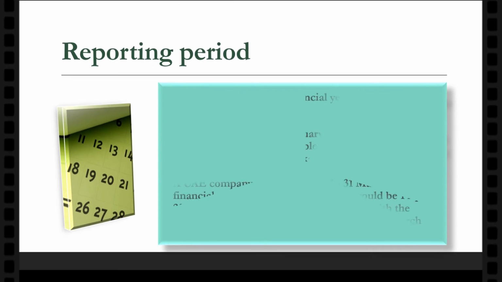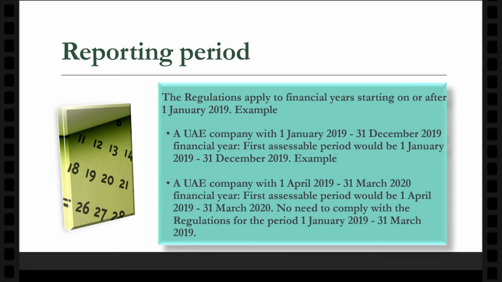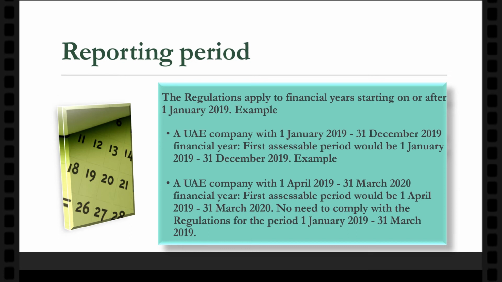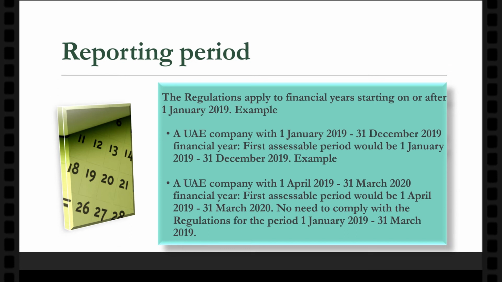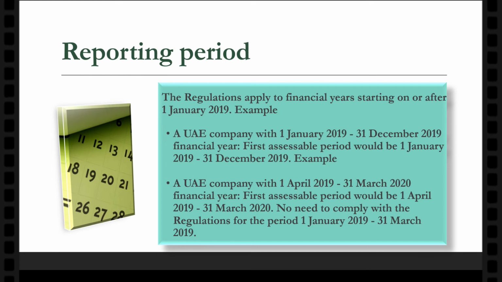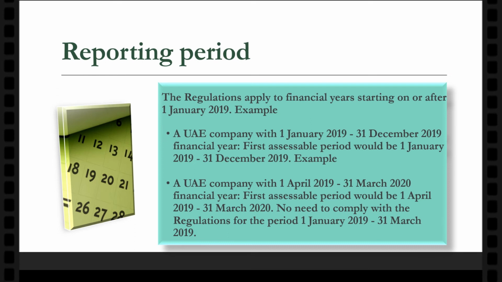Now we need to know the reportable financial year. The regulations apply to the financial years starting on or after 1st January 2019. For example, a UAE company with 1st January 2019 to 31 December 2019 financial year, first assessable period would be 1st January 2019 to 31st December 2019.